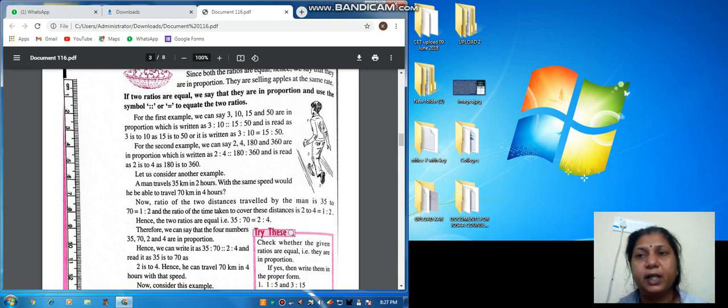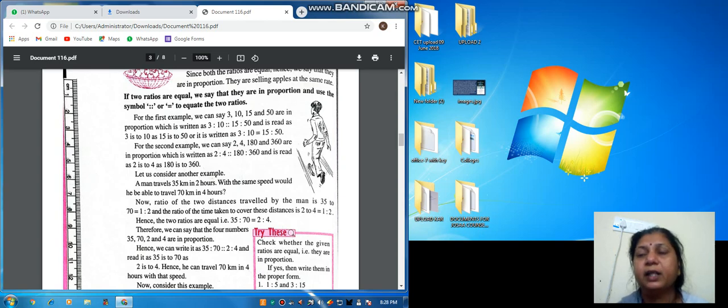35:70, that is 1:2. अब सेकंड रेशो लेते हैं हम, 2 hours 4 hours. Okay, so 2:4, so it is 1:2. Hence the two ratios are equal. 35:70 is equal to 2:4. Therefore we can say that the four numbers 35, 70, 2 and 4 are in proportion.